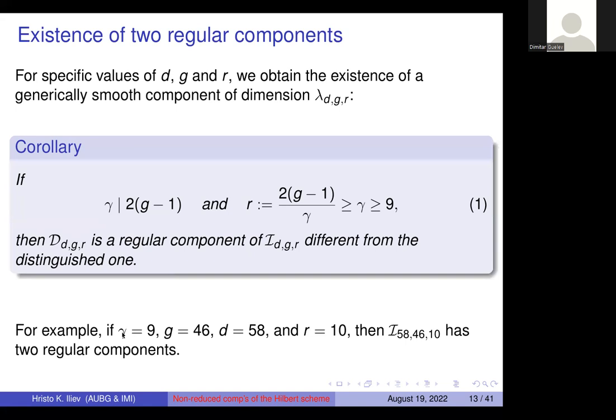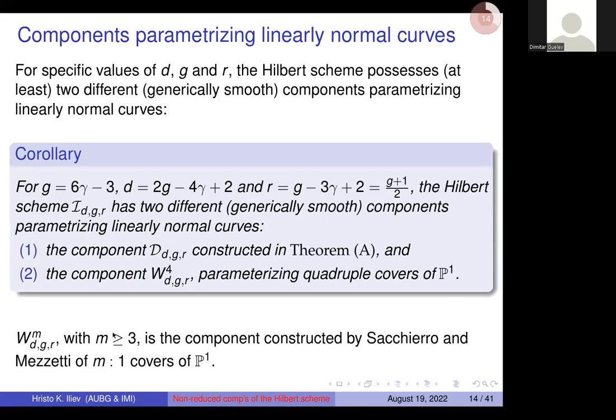And it happens, for instance, if you take gamma equals 9, g equals 46, d equals 58, r equals 10, and then we have this Hilbert scheme here that has two regular components. And another important corollary is that this Hilbert scheme I_{D,G,R} gets two different generically smooth components parameterizing linearly normal curves, which is in fact a statement that has to do with the so-called modified Severi conjecture.